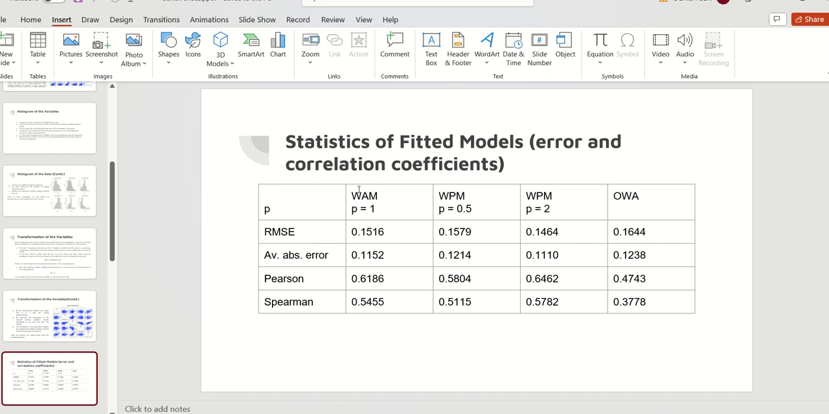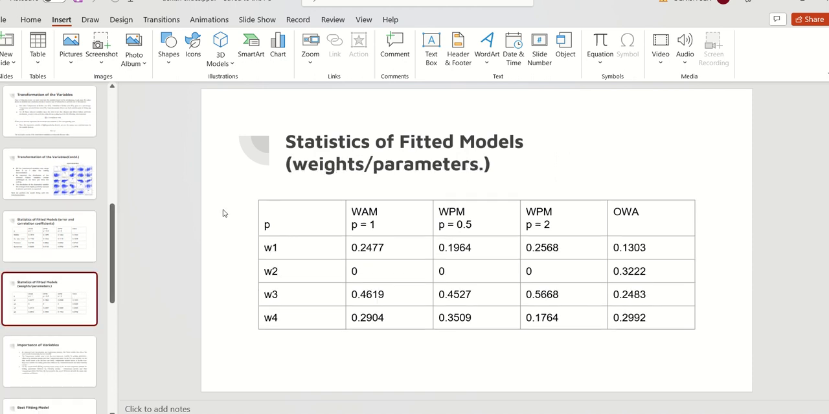As you can see, these are the statistics of fitted models, error and correlation coefficients, where you have a weighted average mean, where P is equal to 1, then weighted power mean, where P is equal to 0.5, then P is equal to 2, and the other fitted models.